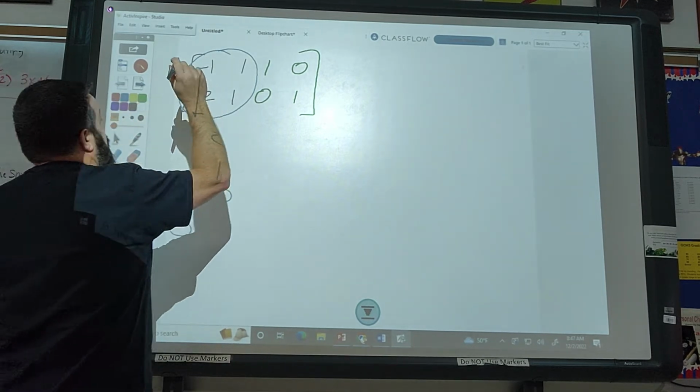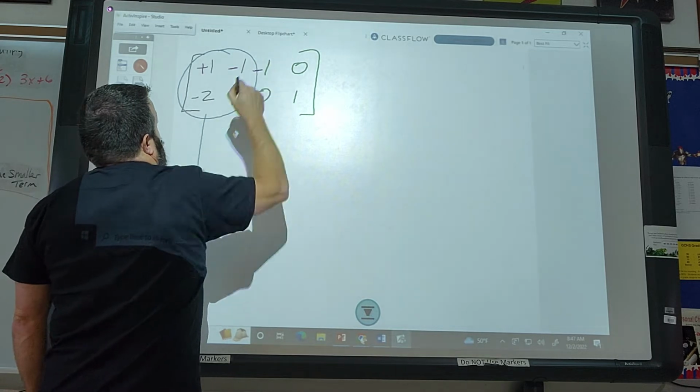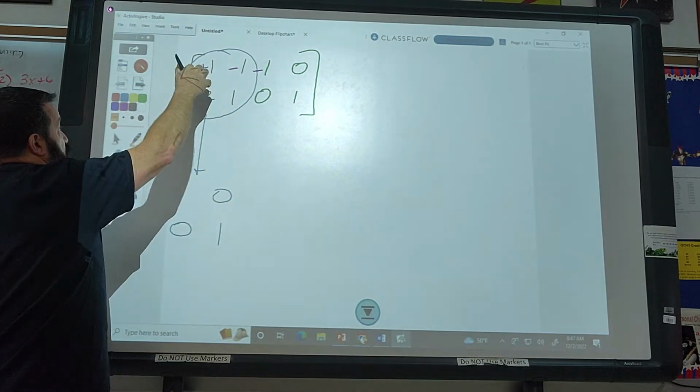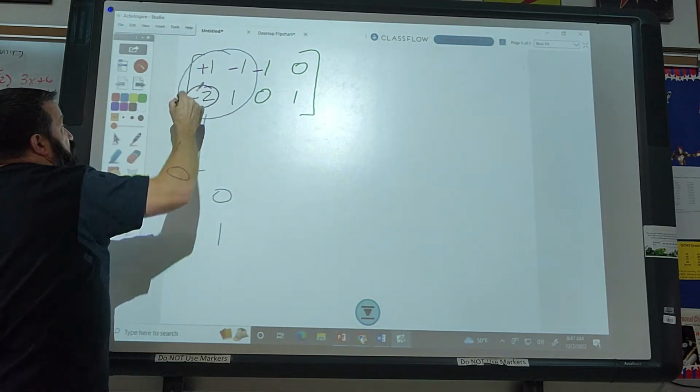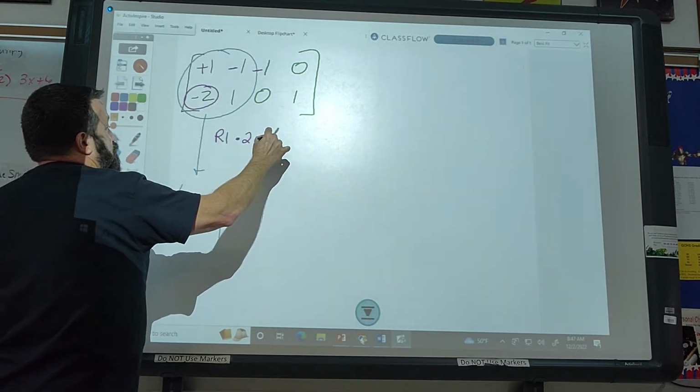First thing I'm going to do is take this first matrix and change everything to its opposite, so that now it's got a 1 there. Now I want to make this -2 a 0. So I'm going to take row 1 times 2 and add it to row 2.